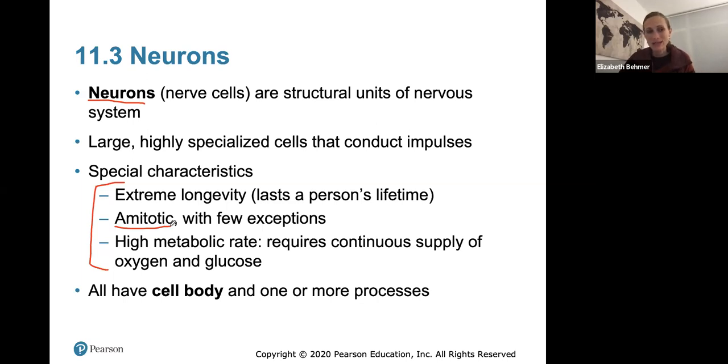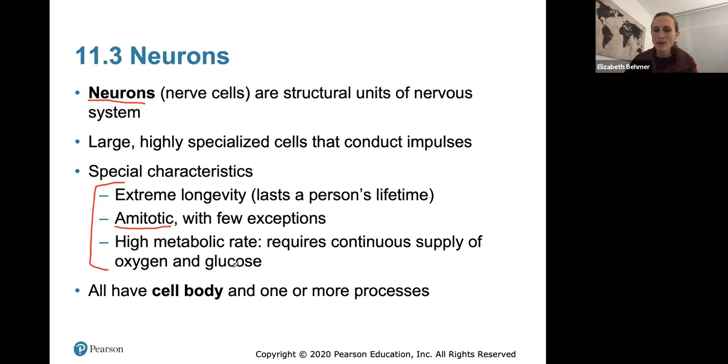This is why, with things like paralysis or severing of the spinal cord, there's not a whole lot that can be done, because your nerve cells can't regenerate. They can't go through mitosis, so they are amitotic, or not mitotic. They have an extreme longevity though. They last a person's lifetime because they don't replace themselves. So they last a long time, they're excitable, and they have a high metabolic rate.